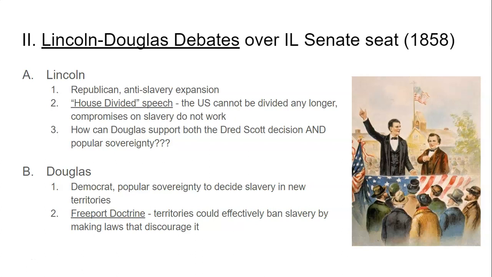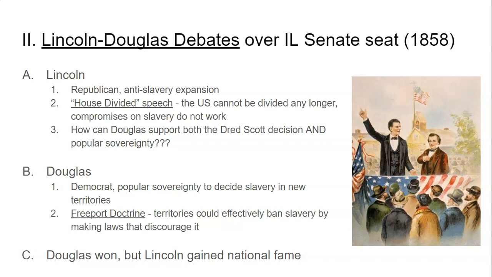But a lot of people supported this idea. He called it the Freeport Doctrine because he announced this idea in Freeport, Illinois, at one of these debates, and it seems to get him enough support to actually win this election. So he becomes the Illinois state senator in 1858. Well, he was already, but he gets reelected.